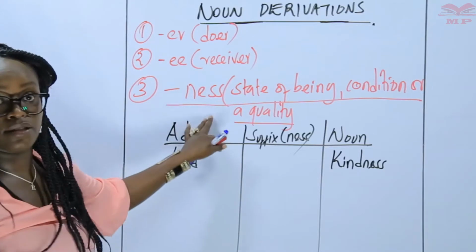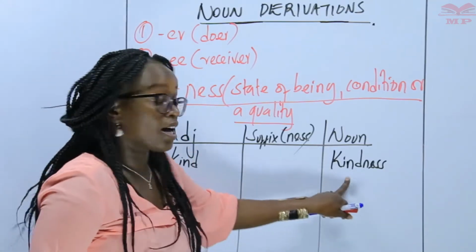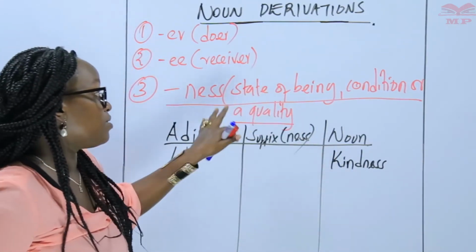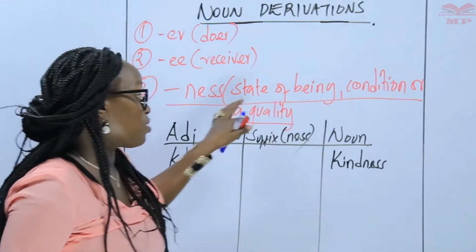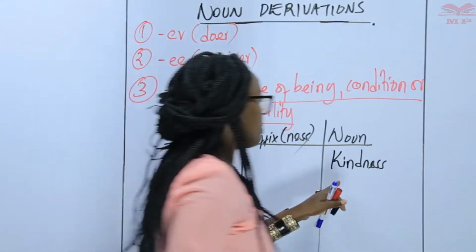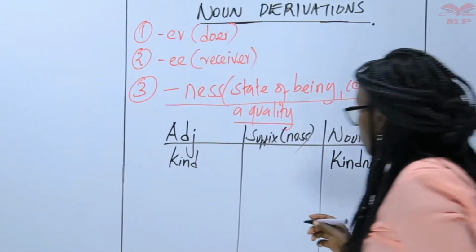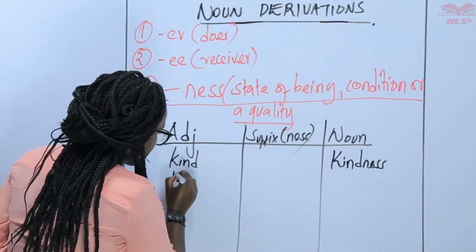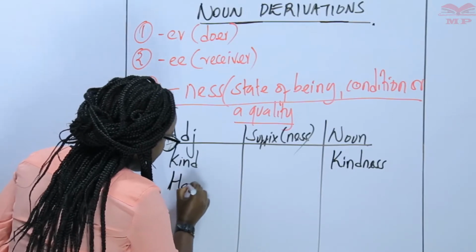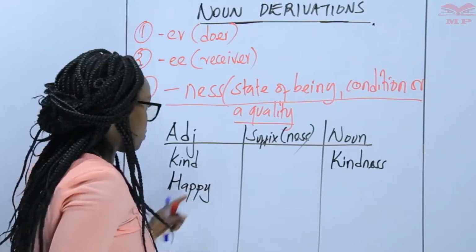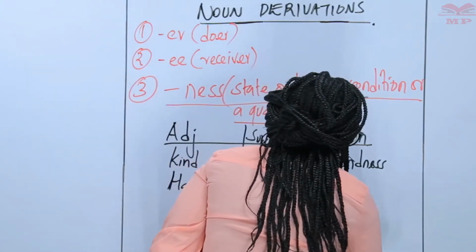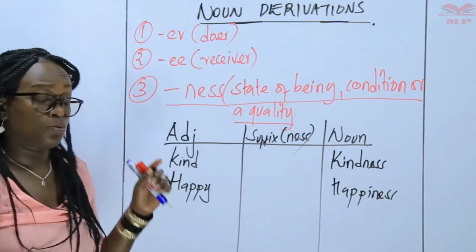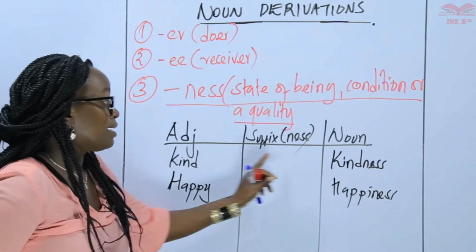When we add ness, we mostly get nouns that are abstract nouns. The abstract nouns are used to denote either a state of being, a condition, or a quality. So we have talked about kindness. And then we could have something else like happy. This one becomes happiness.